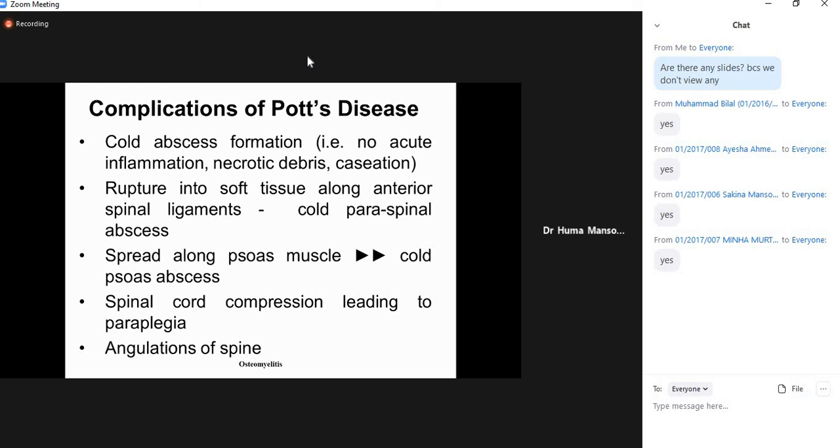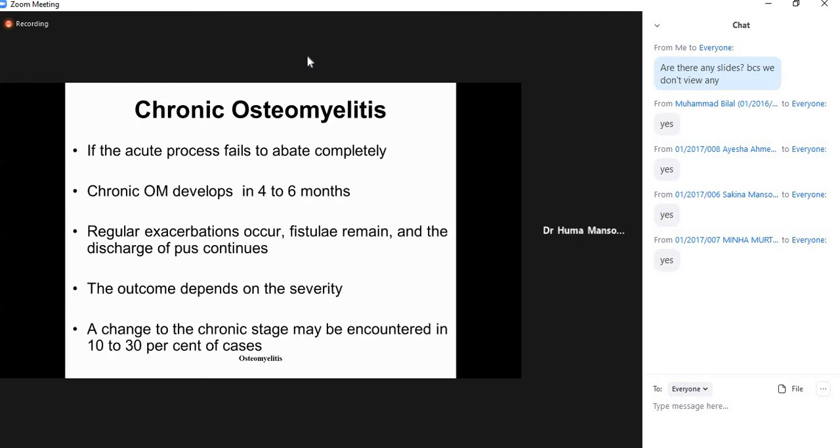Once the spinal cord gets compressed because of the abscesses happening in the bone, it leads to paraplegia, anuria, fecal incontinence and urinary incontinence. It's a very devastating condition, and it can cause an angular spine. Kyphosis is the most common thing.